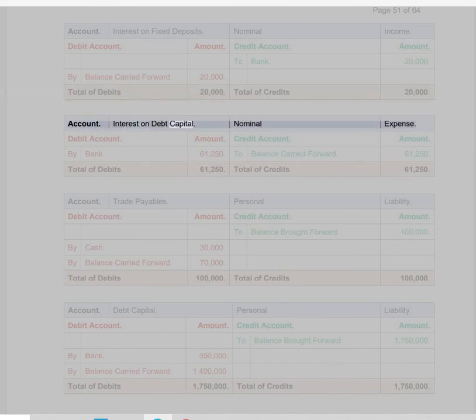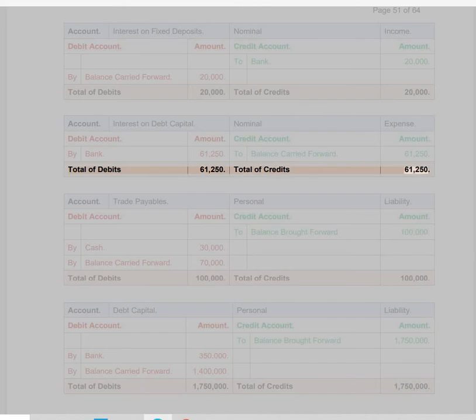Account: interest on debt capital. Nominal expense. Debit account, amount. Credit account, amount. By bank, 61,250. To balance carried forward, 61,250. Total of debits 61,250. Total of credits 61,250.